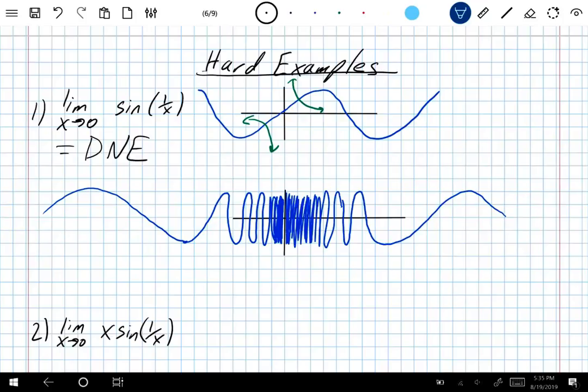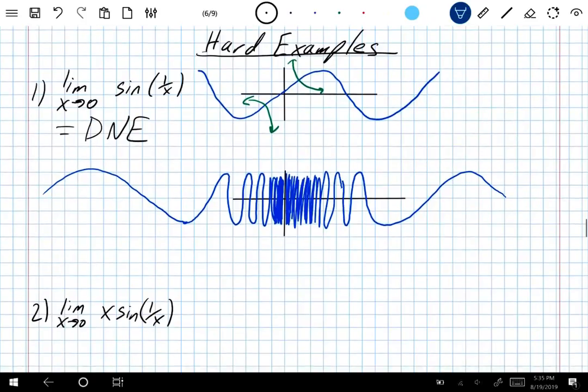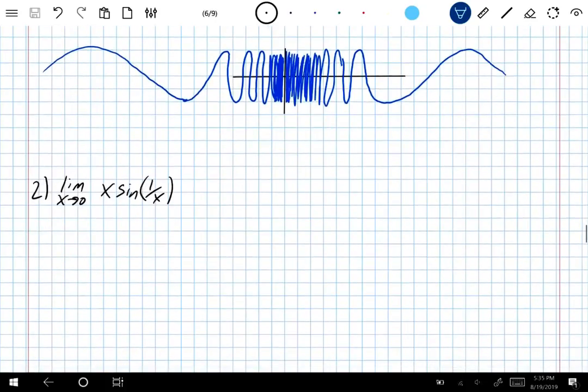Okay, if that's a bit confusing, good. It's meant to be confusing. Think about it. It's fun. All right. So how can I maybe make something like this that does converge, that does have a limit?